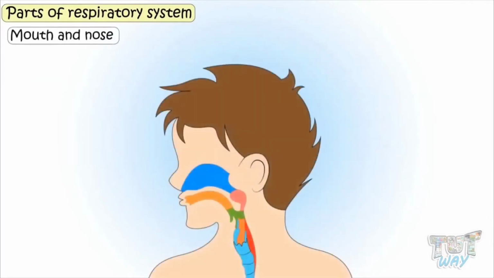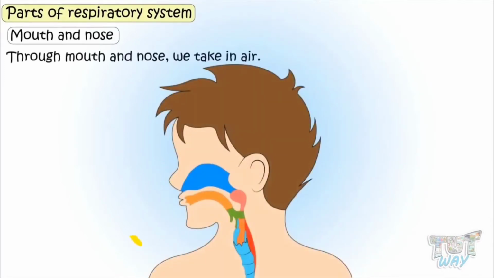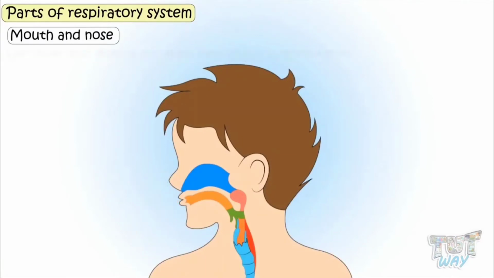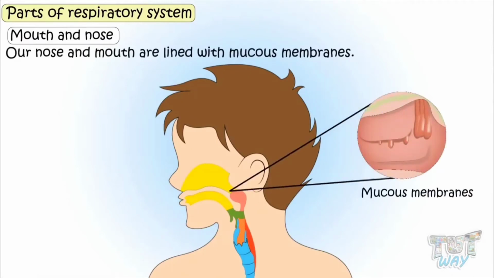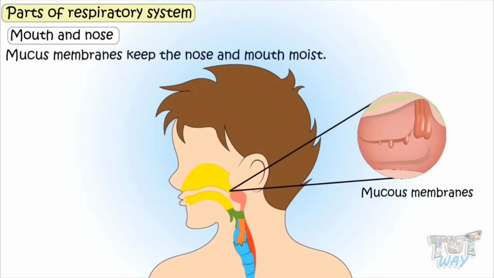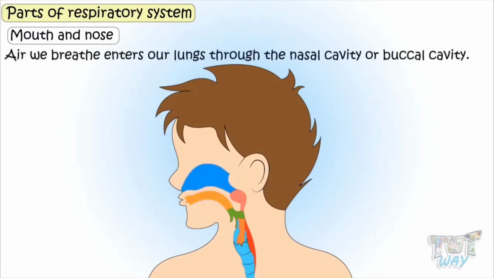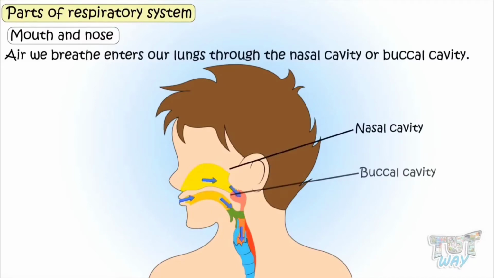Parts of the respiratory system: mouth and nose. Through the mouth and nose, we take in air. Our nose and mouth are lined with mucous membranes. Mucous membranes keep the nose and mouth moist. Air we breathe enters our lungs through the nasal cavity or buccal cavity.